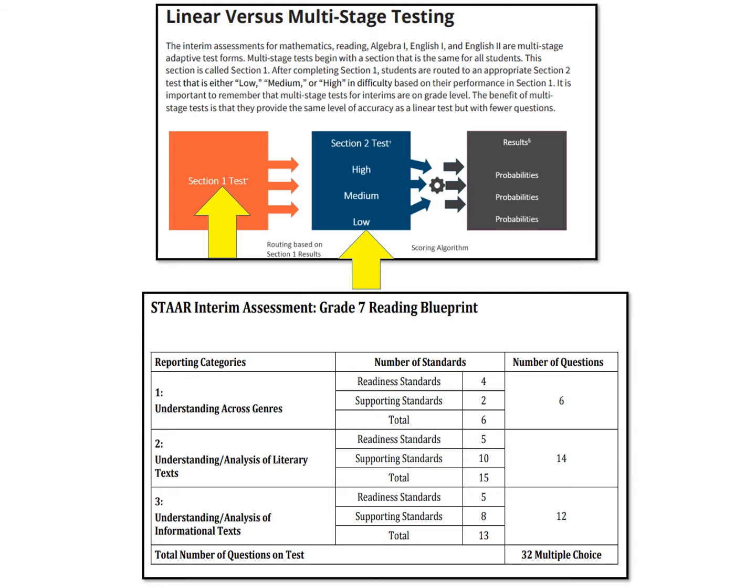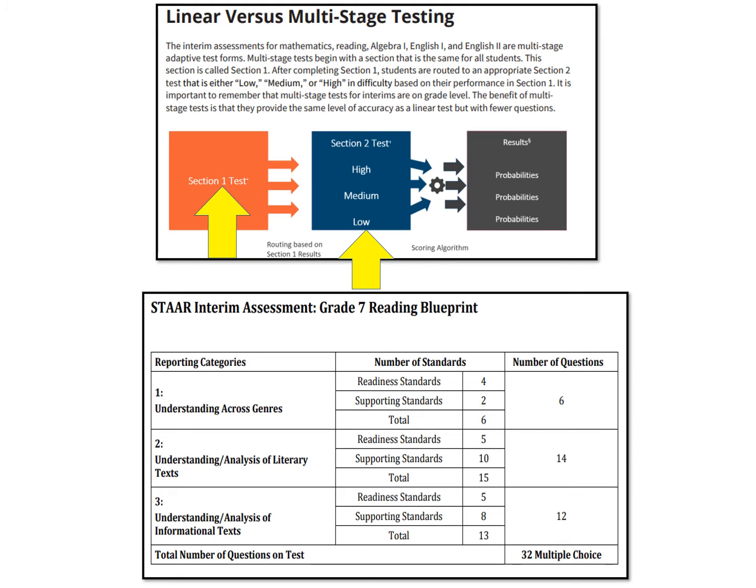The STAAR interim blueprint: the reporting categories are just the same as STAAR. Reporting category 1 is understanding across genres. Reporting category 2 is understanding and analysis of literary text. And reporting category 3 is the understanding and analysis of informational text. Each has a certain number of questions. Reporting category 1 has 6, reporting category 2 has 14, and reporting category 3 has 12, for a grand total of 32 multiple choice questions on the interim. I wanted to point out that the actual STAAR for 7th grade reading has 42 questions. And remember, the STAAR interim had 32 total questions.